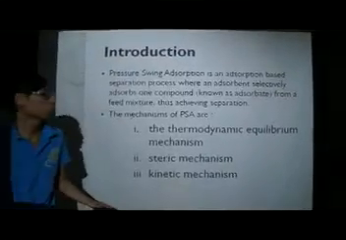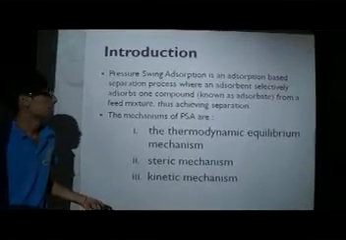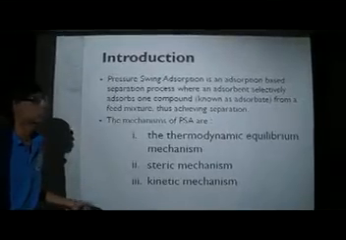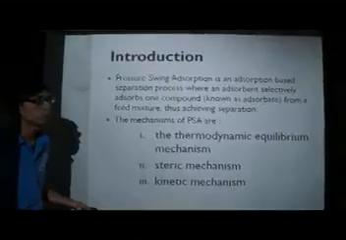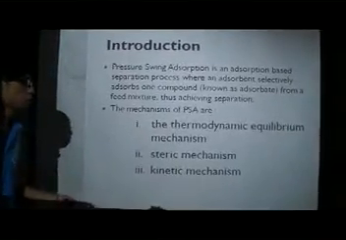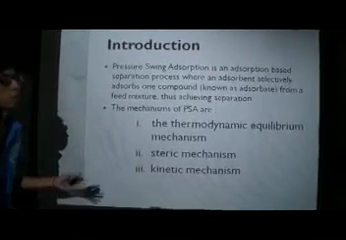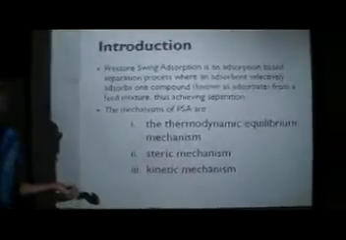Introduction. Pressure swing adsorption is an adsorption-based process where an adsorbent selectively adsorbs one compound, known as the adsorbate, from a fixed mixture, thus achieving separation. There are three mechanisms by which PSA achieves separation. Number one is the thermodynamic equilibrium mechanism, where the separation is based on the thermodynamic state between the adsorbent and the adsorbate, which in turn is a function of temperature and pressure.